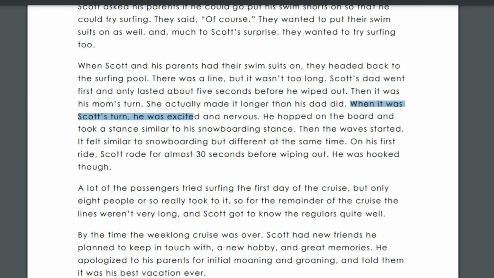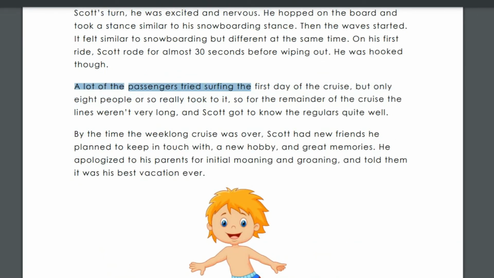When it was Scott's turn, he was excited and nervous. He hopped on the board and took a stance similar to his snowboarding stance. Then the waves started. It felt similar to the snowboarding but different at the same time. On his first ride, Scott rode for at least 30 seconds before wiping out. He was hooked, though. A lot of passengers tried surfing the first day of the cruise, but only 8 people or so really took to it.